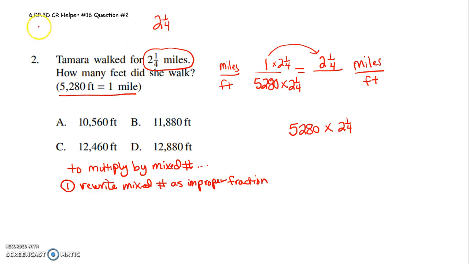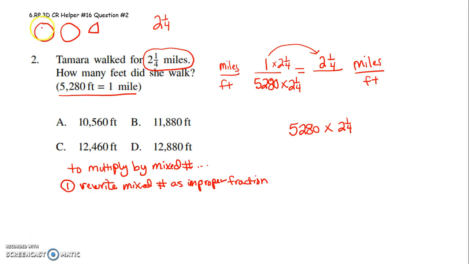I first always like to do visuals for myself. So I have 2 whole circles, and I have 1/4 of another circle. So I'm going to break that into quarters. And I only have one of those, so I just have 1/4 of another circle, so I just have that much of the other circle.